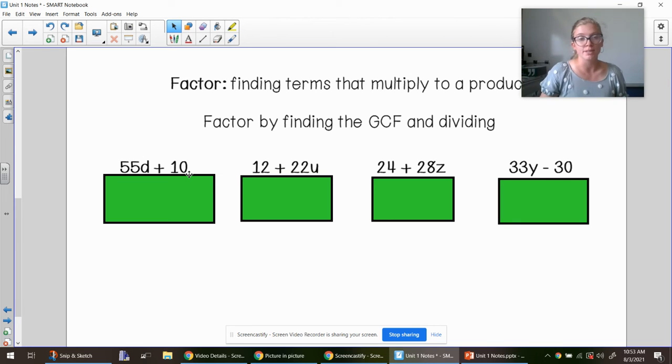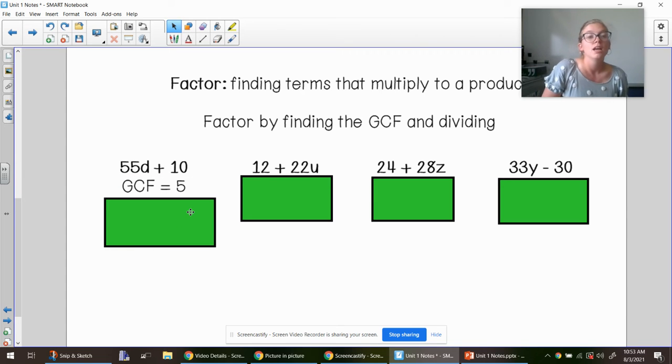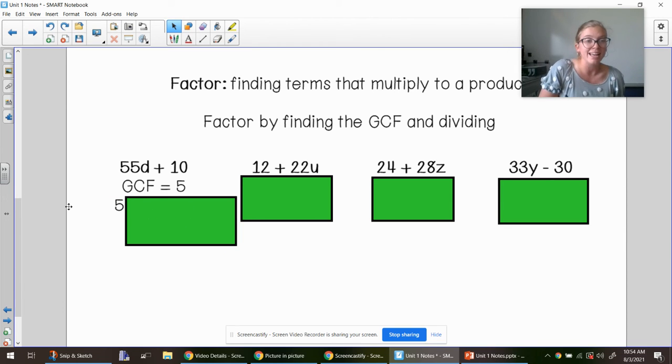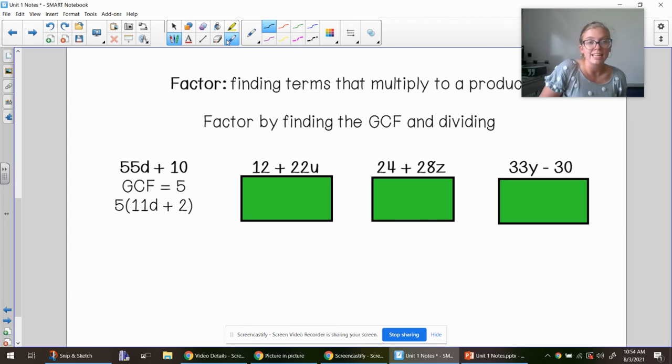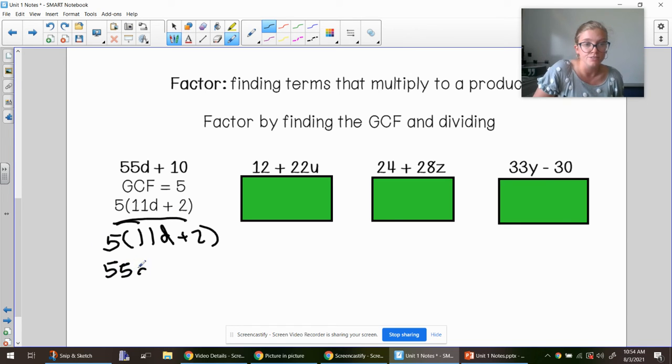Well, the largest number that divides evenly between 55 and 10 is 5. Now I'm going to divide each of those terms by 5. So 5 will be on the outside of my parentheses. 55d divided by 5 is 11d. 10 divided by 5 is 2. The way I can check to make sure I have the right factors is I can distribute. So if I distribute here, 5 times 11d is 55d. 5 times 2 is 10. I start with my same product.